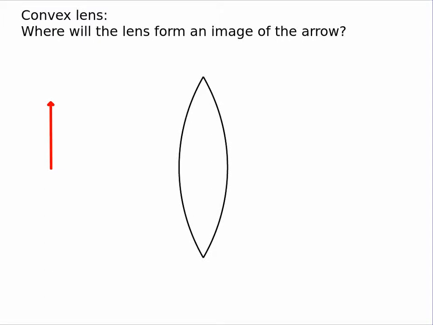With a convex lens, you can create an image of an object, for instance this red arrow here. Now where will the lens form an image of the arrow? To determine this, you can draw a ray diagram. Before we can draw a ray diagram, we need some new words.